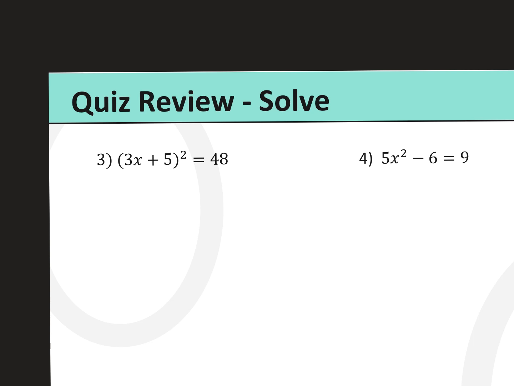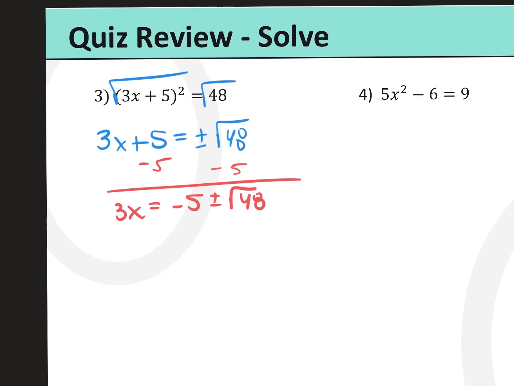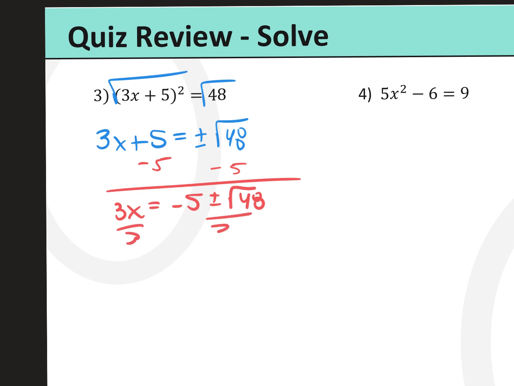How do you get that square to go away? Take the square root. When you physically put the square root on, what goes in front of your answer? Plus minus, good. Again, you can simplify now or you can wait till the end, it doesn't matter. We're going to subtract 5 from both sides. 3x equals negative 5 plus minus root 48. And then divide by 3.